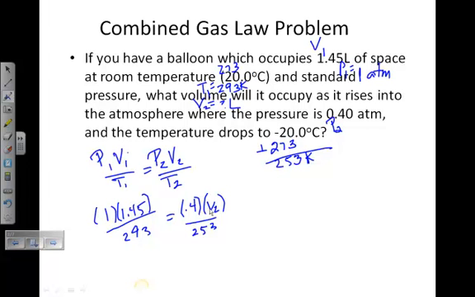And solve for V2. To solve for V2, you need to remove this value right here. So to get rid of this, what I would do is to multiply both sides by the reciprocal. So multiply both sides by 253 over 0.4. Make sure you do that to both sides. And by doing so, this will cancel, because any fraction multiplied by its inverse will equal 1. So on the right hand side now, you have V2 equals this, which you need to simplify.